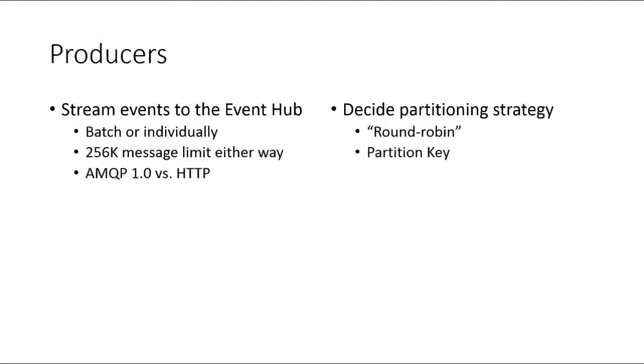If you need all the events that are related to be processed by the same consumer, you would use a partition key. That enforces that every message with the same partition key goes to the same consumer. And then you have the ability to send events directly to a particular partition. That one probably won't get used very much, but if you know for sure this event belongs in partition number 7, you can do that.